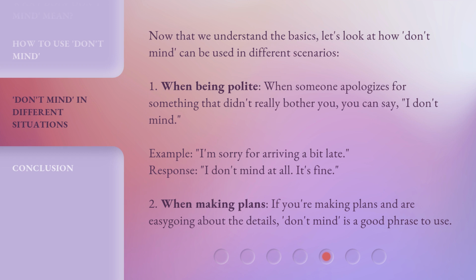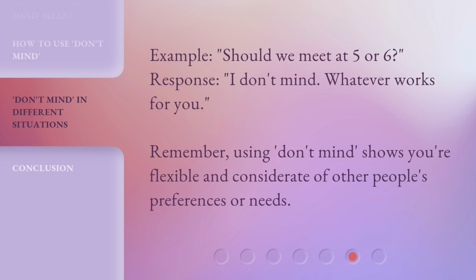2. When making plans. If you're making plans and are easygoing about the details, don't mind is a good phrase to use. Example, should we meet at 5 or 6? Response, I don't mind. Whatever works for you. Remember, using don't mind shows you're flexible and considerate of other people's preferences or needs.